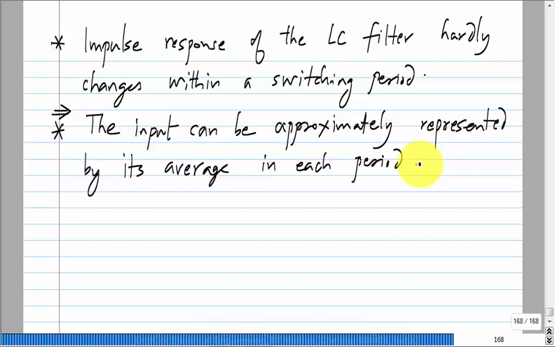Again, we have lots of approximations to make life easier, especially as far as hand calculations are concerned, but you need to understand the basis of the approximation, because if you apply one approximation in a different situation, you may get completely wrong results. Clearly, if you do this, one thing you would never be able to calculate is the ripple in the output, because the ripple depends very much on how it varies within each period.